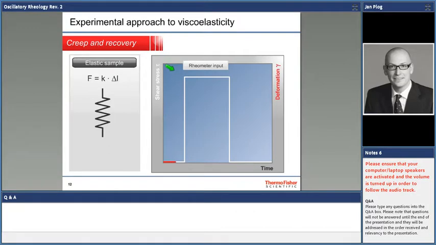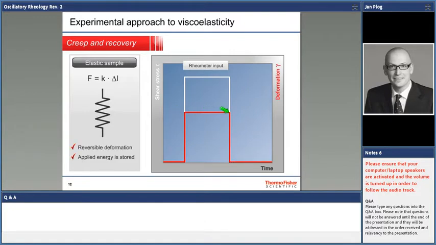Okay, same test, we apply the stress jump, and what we see is that the deformation jumps up instantaneously, stays at a constant level, and as soon as you release the stress, the deformation also goes back to zero. Okay, the deformation is completely reversible. All the applied energy in the stress jump is stored and then used for back relaxation.